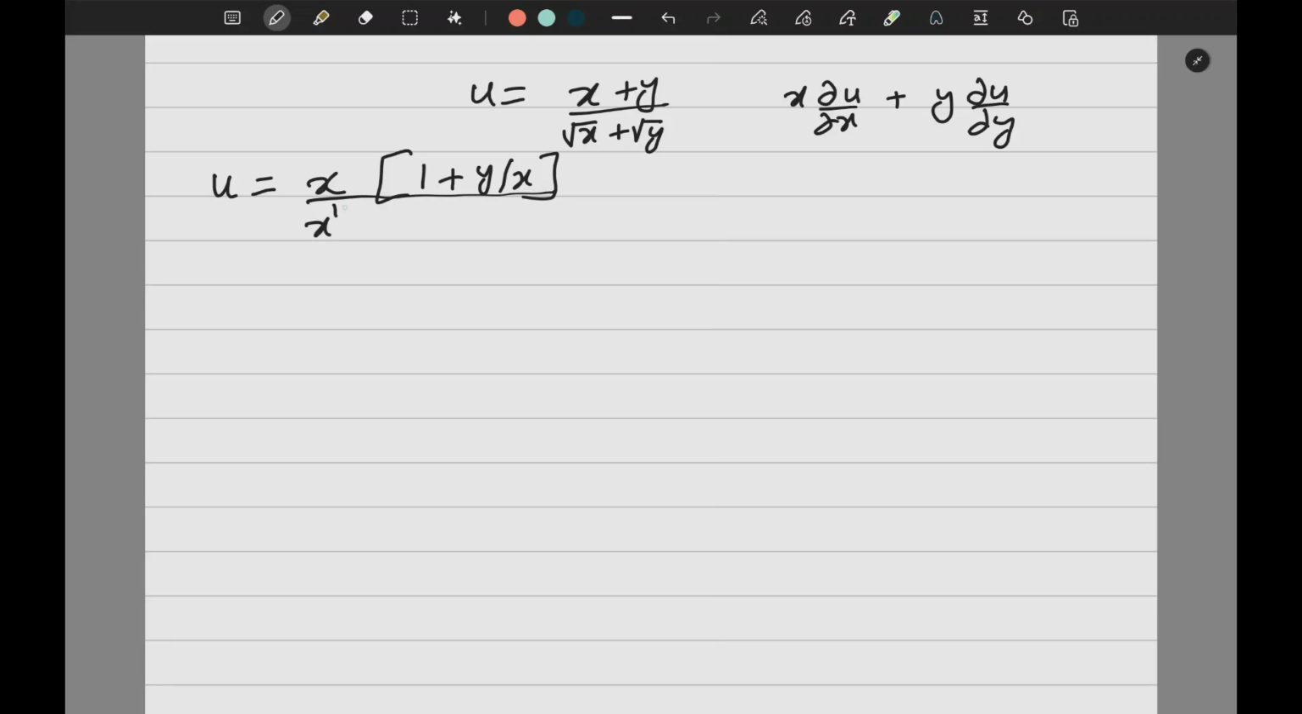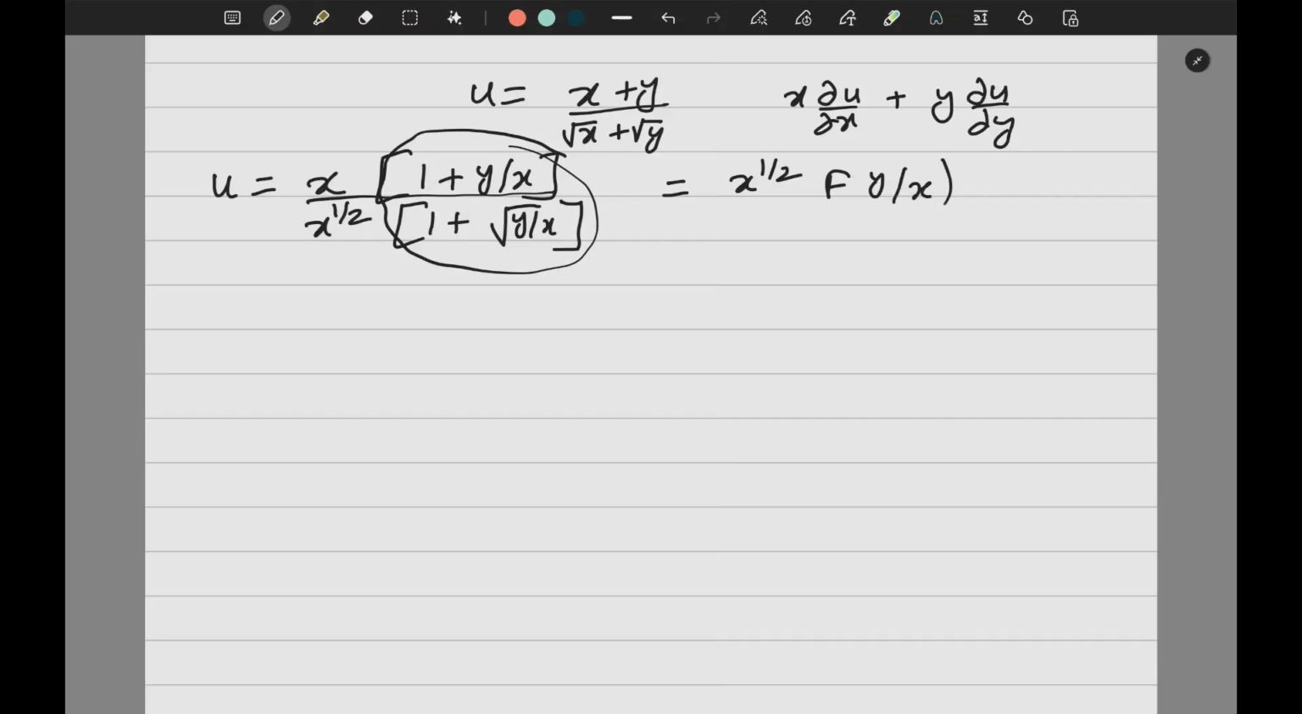Denominator, if you observe, it is x root x, that is x to the power 1 by 2. So 1 plus under root y by x. My target is that here everything should be in terms of y by x. So now this is equal to x to the power 1 by 2 and function of y by x.